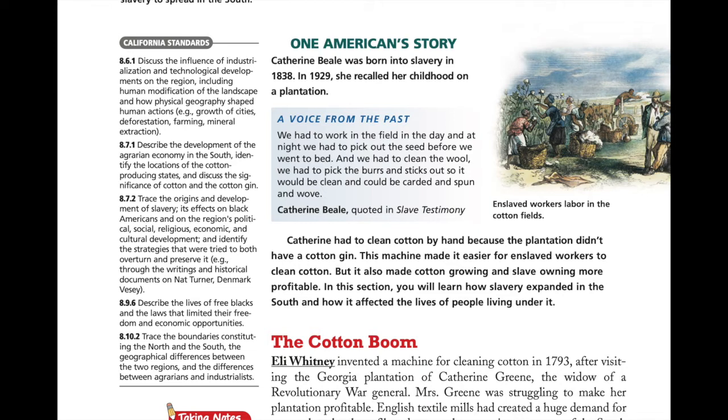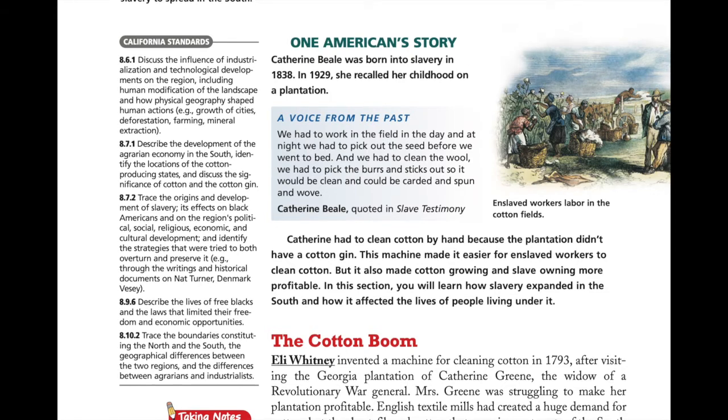Catherine had to clean cotton by hand because the plantation didn't have a cotton gin. This machine made it easier for enslaved workers to clean cotton, but it also made cotton growing and slave owning more profitable. In this section, you will learn how slavery expanded in the South and how it affected the lives of people living under it.